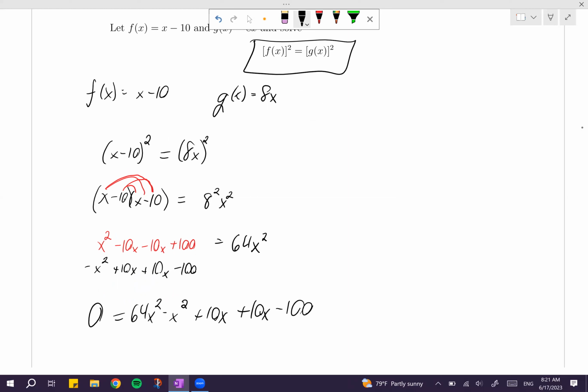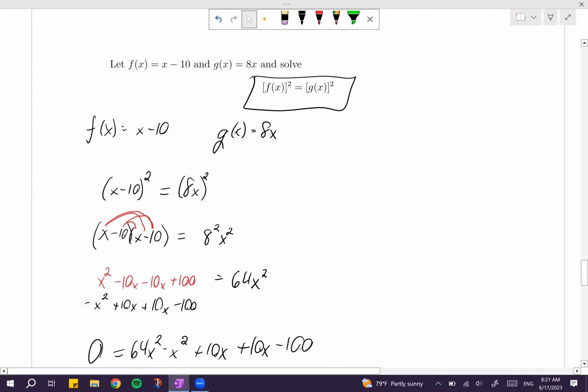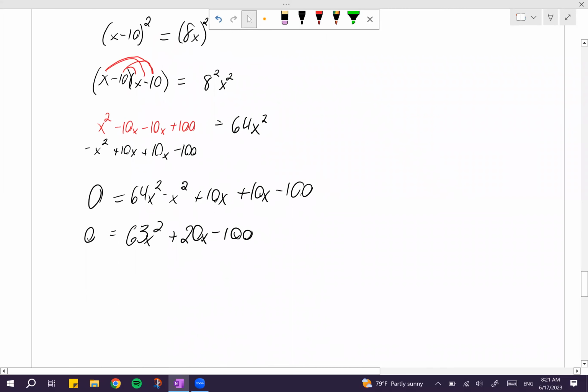All right. So kind of simplifying this and combining like terms means I'm going to get 0 is equal to 63x squared plus 20x minus 100. All right. Then from here, I can use the quadratic formula.